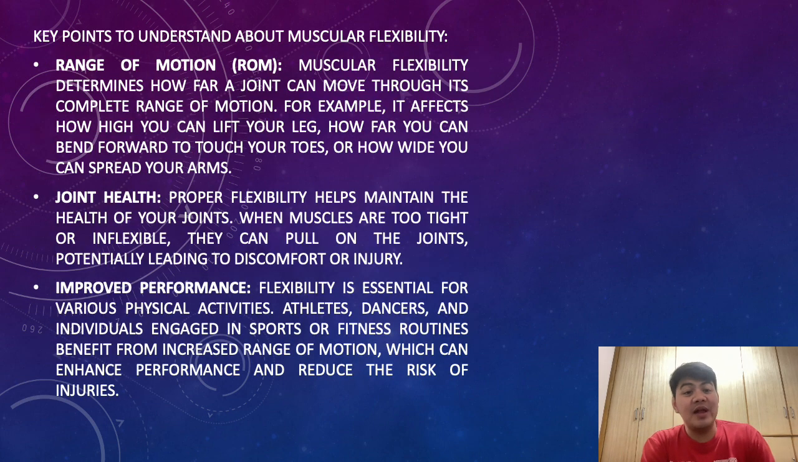Key points to understand about muscular flexibility. Number one is the ROM, or the range of motion. Muscular flexibility determines how far a joint can move through its complete range of motion. For example, it affects how high you can lift your leg, how far you can bend forward to touch your toes, or how wide you can spread your arms.